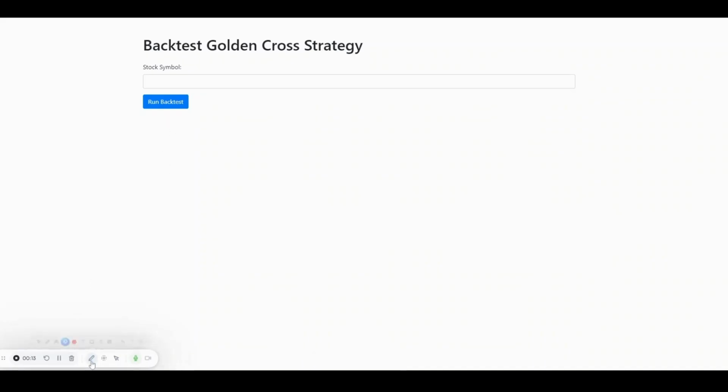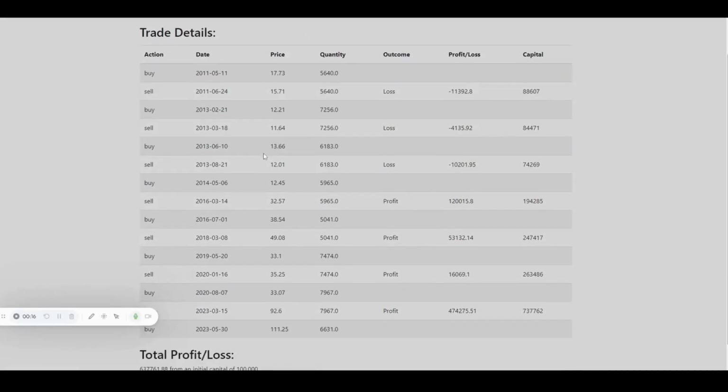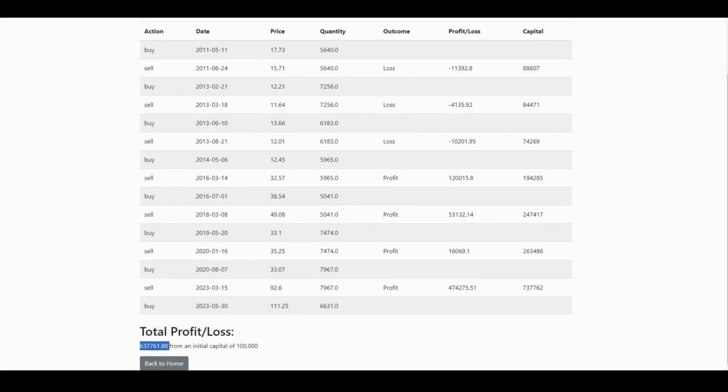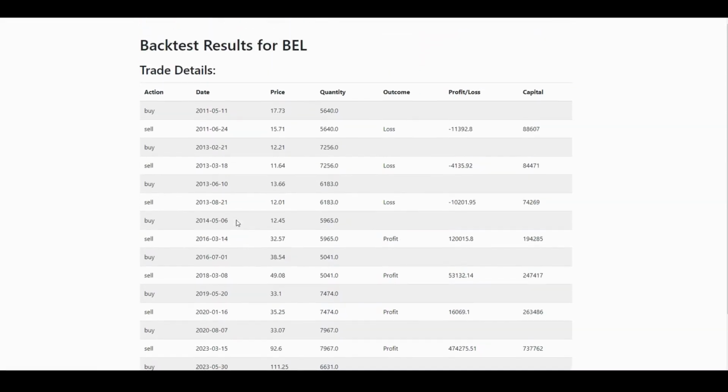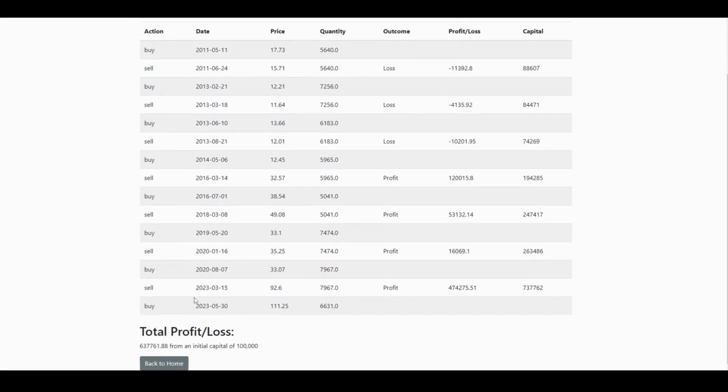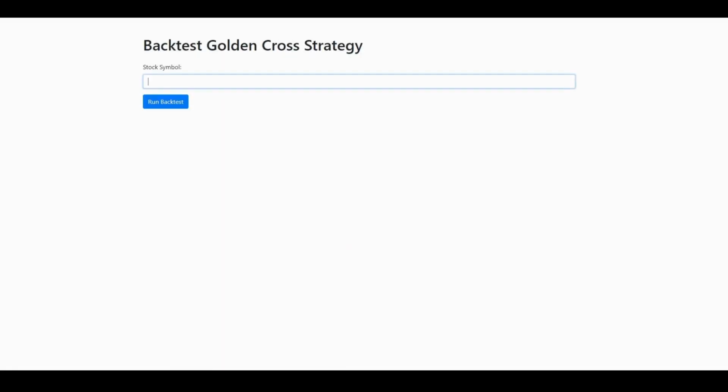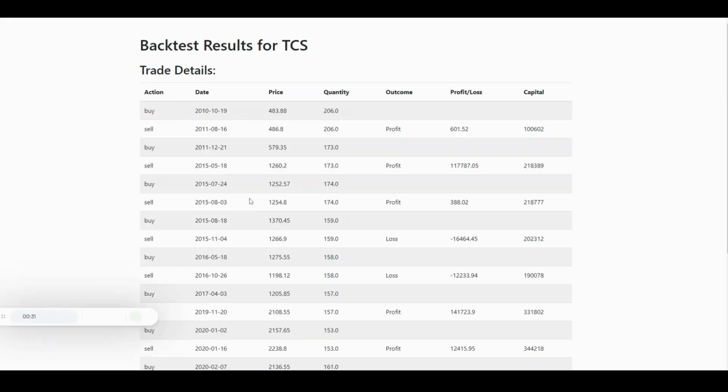I'm sharing the results from our backtesting of the Golden Cross strategy on 3 stocks: TCS, BSOFT, and BEL. We ran these tests over a 20-year period with an initial capital of 1 lakh. Let's dive into the results. Starting with BEL, unfortunately, the results weren't as positive. BEL ended up in an overall loss despite the Golden Cross signals. BEL didn't perform as well as expected, and the strategy didn't yield a profit.